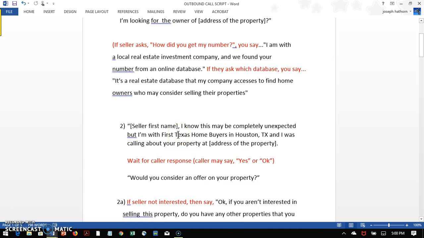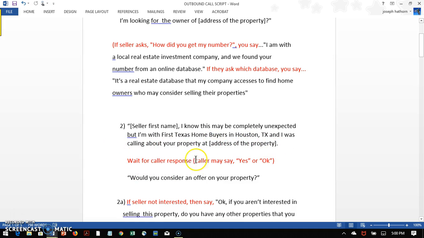Again, the idea is not to be too intrusive or too aggressive. You almost want to be coy in a way, so that the seller is not defensive and thinking that you're some telemarketer and they're going to be ready to hang the phone up, or they're not going to be receptive to you. So again, Jane, I know this may be completely unexpected, but I'm with First Texas Home Buyers in Houston, Texas, and I was calling about your property at 123 Main Street.